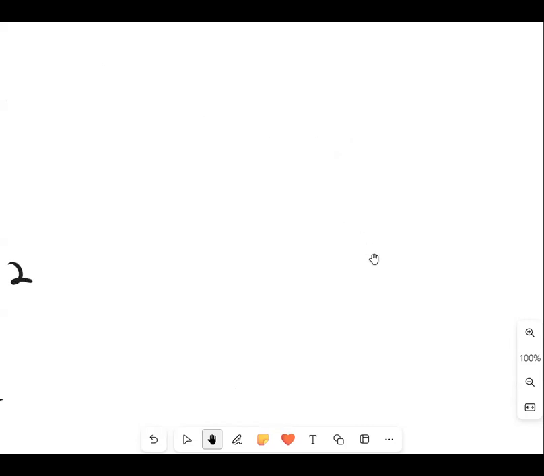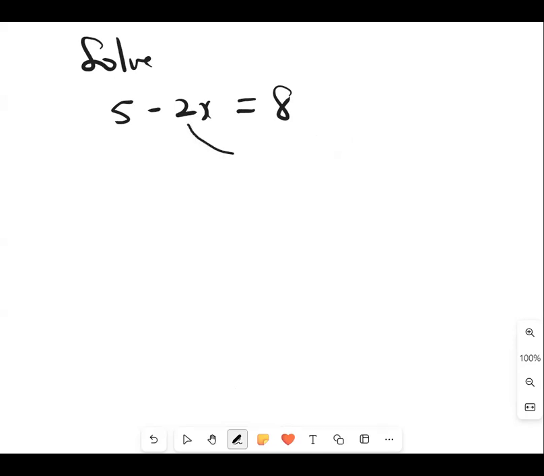Let's try another one. So okay, let's say you have to solve one like this. 5 minus 2x equals 8. Right? So what you could do, you could bring the minus 2x over here and take the 8 over there, right? And you know you will change the sign, so I'll skip all of that.